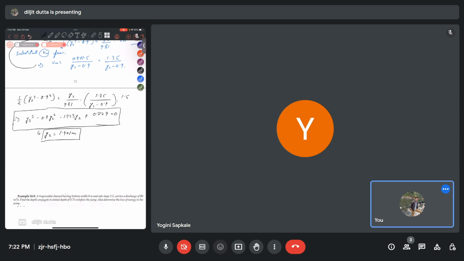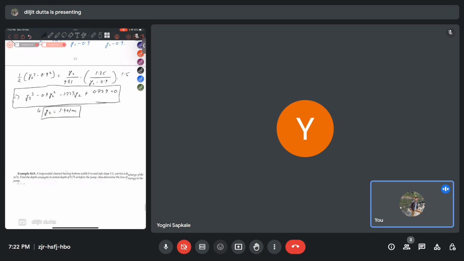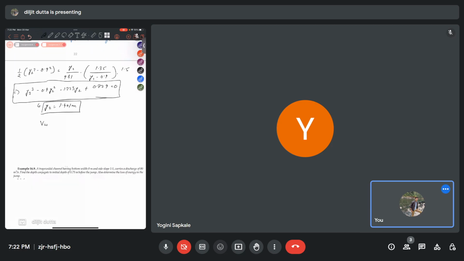So we got y2. What will be the VW? The velocity of the surge will be 1.35 divided by 1.401 minus 0.9. So this will be approximately 2.69 meter per second.